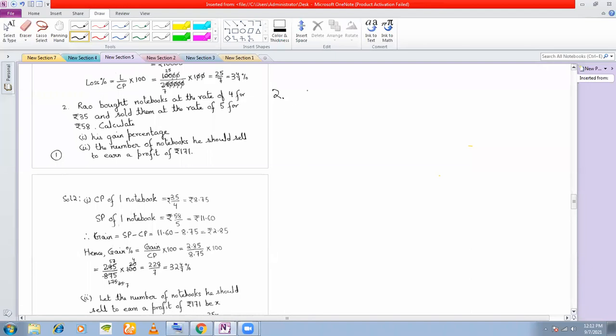Now, what is his cost price? Rao's cost price: if he is buying 4 notebooks for rupees 35, what is the price of one notebook? 35 by 4, which is equal to 8.75 in decimal. Rao's selling price: he's charging 58 rupees for 5 notebooks. That means how much is one notebook? 58 by 5, so this is 11.6. Now can you tell me whether this is profit or loss? It's a loss.